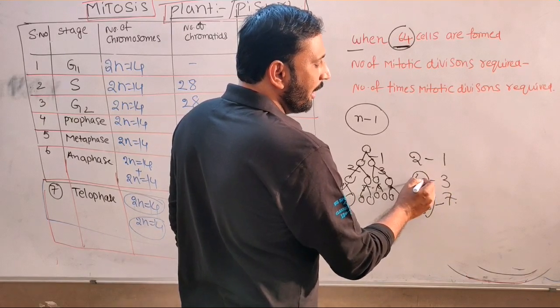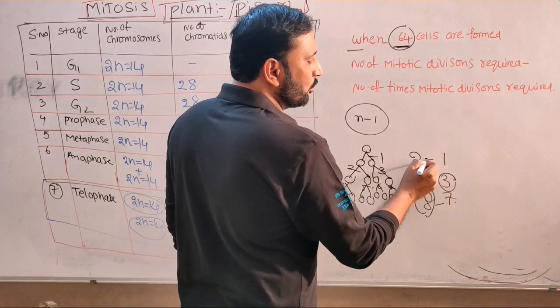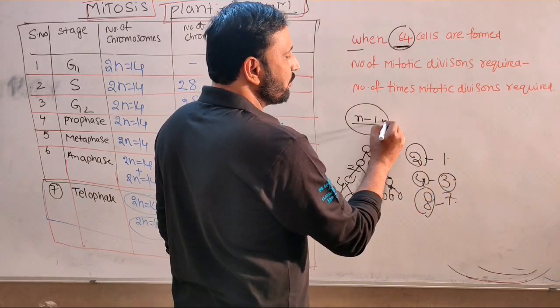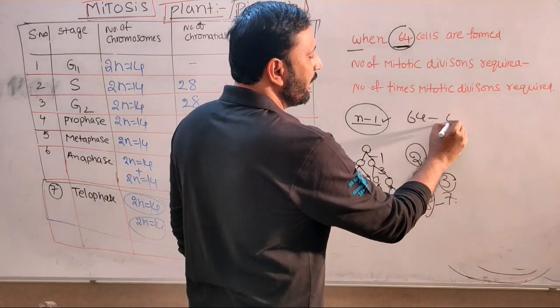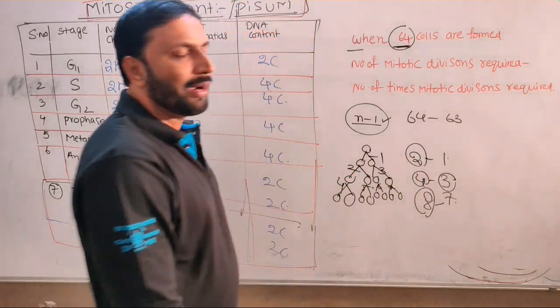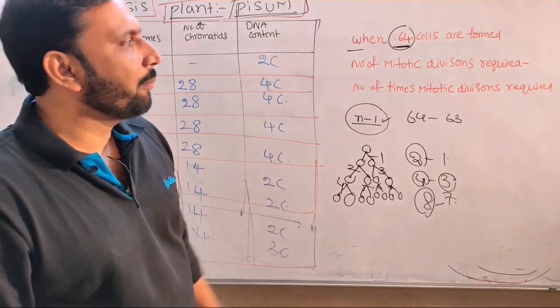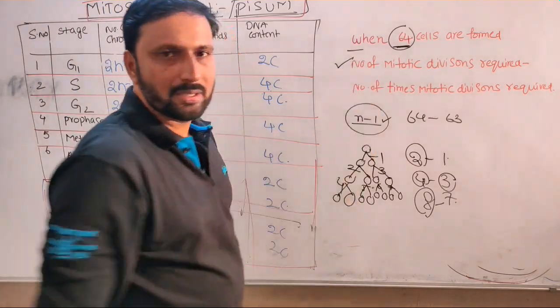When 4 cells are there, n minus 1, 3. So if 2 cells are there, 1. So it means n minus 1. If 64 cells are there, how many mitotic divisions are required? 63. So that is the clarity about the number of mitotic divisions.